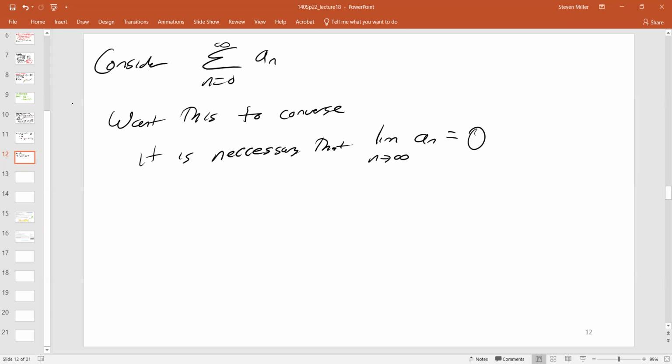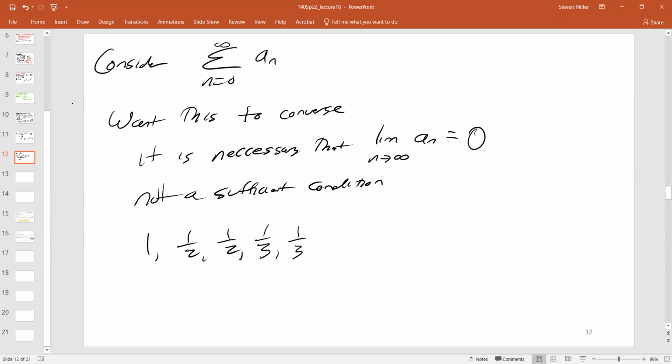So I will give you an example where it's not a sufficient condition. There's lots of examples. This is my favorite. Anybody know what comes next? What comes next?